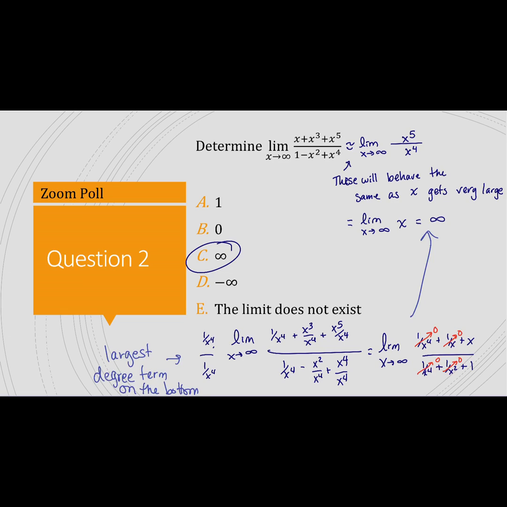And then we reduce each of those terms. On the top here, that 1 over x to the fourth is still 1 over x to the fourth. The x to the third over x to the fourth reduces to 1 over x. And then we have our x to the fifth over x to the fourth, which gives us x right there. On the bottom, we end up with 1 over x to the fourth plus 1 over x squared, canceling our terms, and then a 1. All of those terms where we've got x to some power on the bottom of that fraction go to 0, and we're left with x over 1, which is what we just had up above.